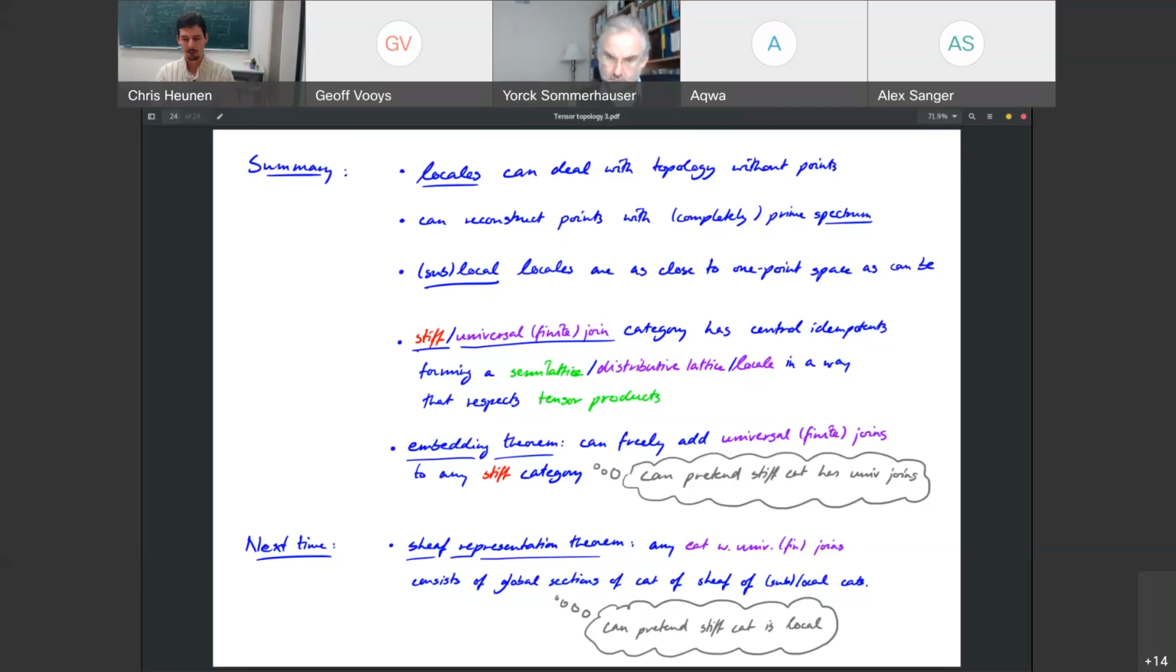So next time, in the last lecture, we're going to put this embedding theorem to good use, because we're going to prove the sheaf representation theorem that I promised you a few times now. It says that any category with universal finite joins, I can represent as a smoothly varying bunch of local categories. But for that sheaf representation theorem, I really need the category to have universal finite joins, which is why we went through the whole thing of this embedding theorem. But for that, you have to wait till next time.